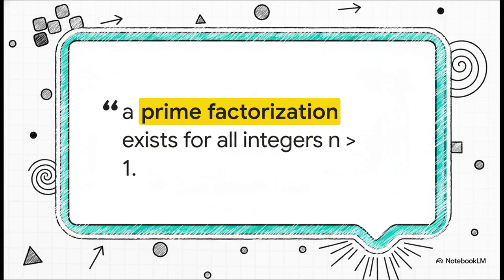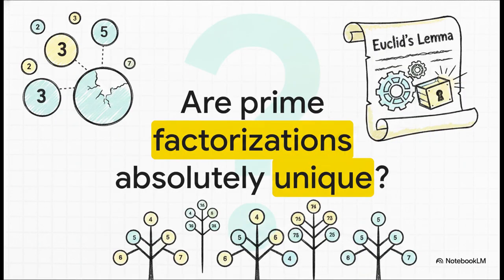Let's read the final formal conclusion from our sources to fully appreciate what we just pulled off. Hence, in all cases, k plus 1 can be factored into primes. Thus, by the principle of strong induction, a prime factorization exists for all integers n strictly greater than 1. We just proved a massive, foundational pillar of mathematics using nothing but pure logic. How cool is that?